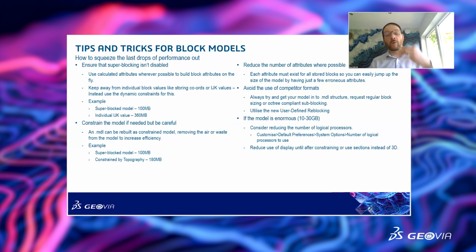Or I've already got my topography. I'm going to remove everything above the topography. If you disable the super blocking, you will see an increase in your block model size, nearly always. Okay. The other thing to do is to reduce the number of attributes wherever possible.